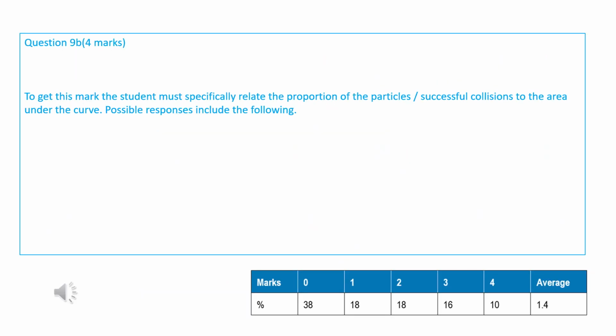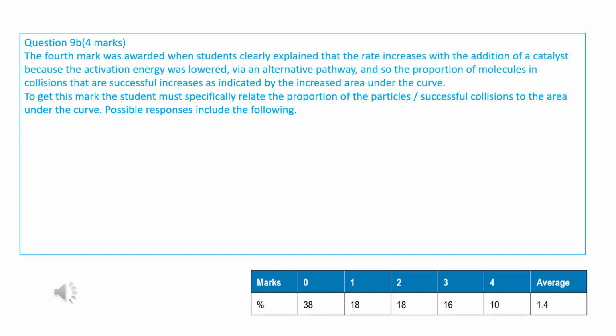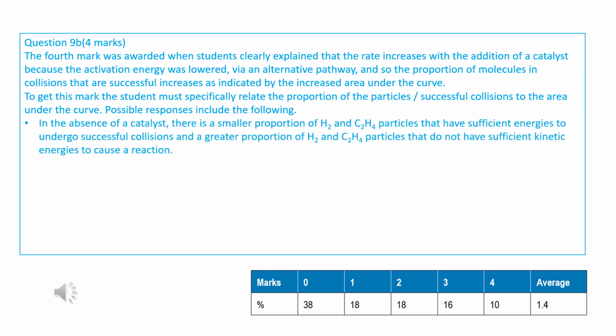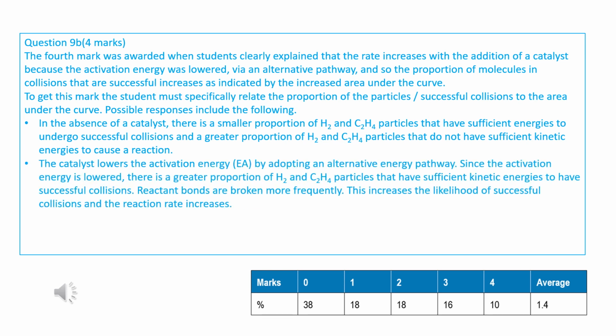The fourth mark is awarded for explaining the rate increases with the addition of a catalyst. The activation energy is lowered by a catalyst, and so the proportion of molecules in collisions that are successful increases, as indicated by the increased area under the curve. Students must apply this general principle for the specific reaction here. For example, students could write that in the absence of a catalyst, there is a smaller proportion of hydrogen gas and ethene gas. Please write the reactant and products in the answer.